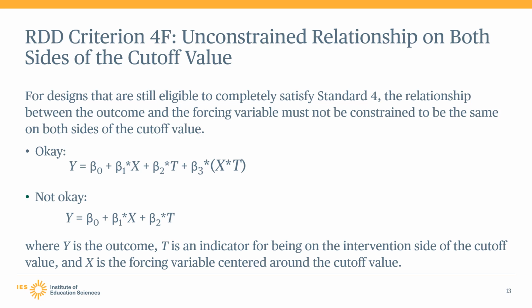The reason for this requirement is that the presence of an intervention is typically expected to change the relationship between the forcing variable and the outcome, so best practice is to allow the relationship between the forcing variable and the outcome to be different for the intervention and comparison groups.